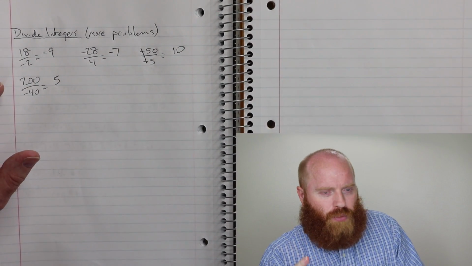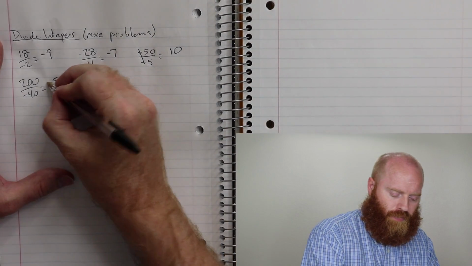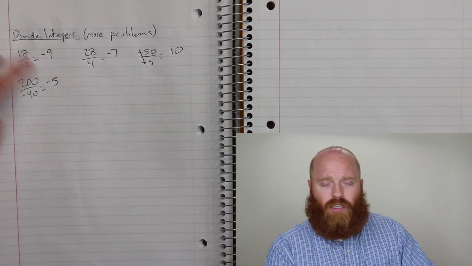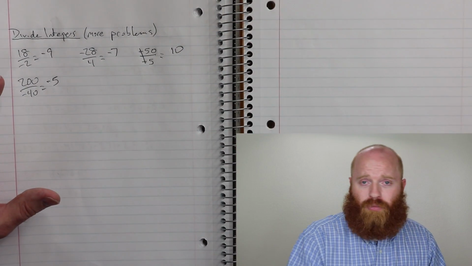The key you need to know with your brain is that positive divided by negative is going to be a negative every time. There's only one negative in the problem, so the answer will be negative. Let's keep going. Seriously, I don't know how to make it more difficult than this.